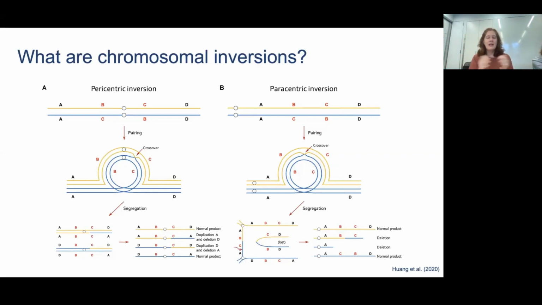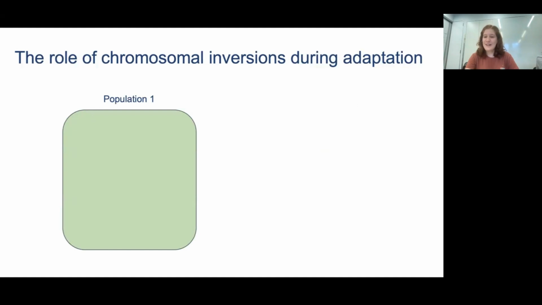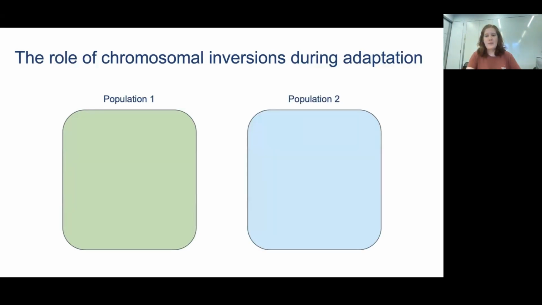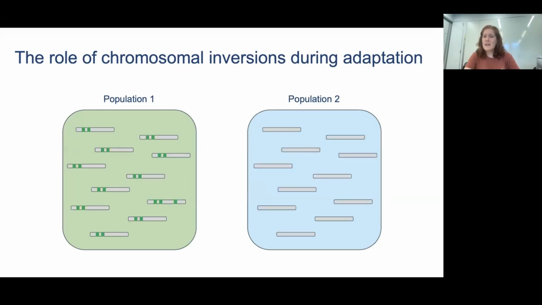So now we know what chromosomal inversions are, how they arise, and how they impact recombination. Let's look at some scenarios of why they might spread and persist in populations and species. Okay, so let's say we have two populations, population 1 and population 2. The individuals in population 1 are adapted to the green environment. As they adapt to this environment, they accumulate locally adaptive alleles, shown by those little dark green bits in their genome. The same thing happens for population 2, where the individuals are locally adapted to the blue environment and accumulate locally adaptive alleles.